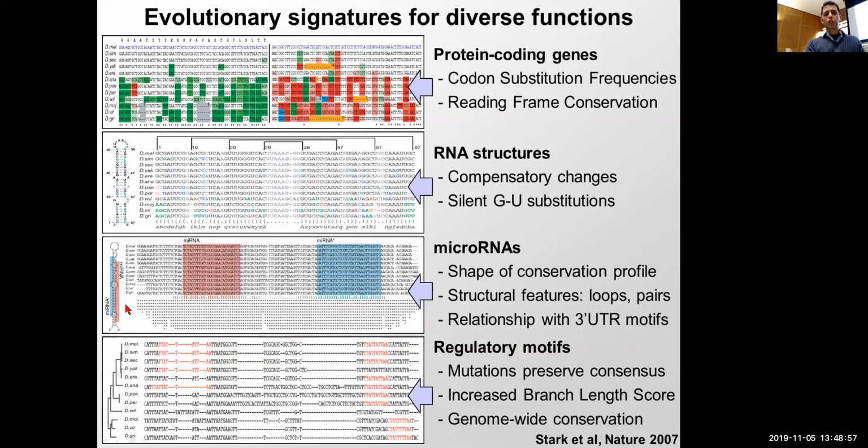For microRNAs, the shape of the conservation profile, structural features such as the loops and the pairs, or the relationship of these sequences with 3' UTR motifs, are all different types of evolutionary signatures that allow us to detect those. And then for regulatory motifs, the fact that the mutations preserve the consensus binding site of the transcription factor, the fact that these conserved motifs show an increased branch length score compared to non-functional k-mers, and the fact that they're conserved not just in one location, but in hundreds of locations across the genome, together give us signatures that can allow us to recognize these regulatory motifs.